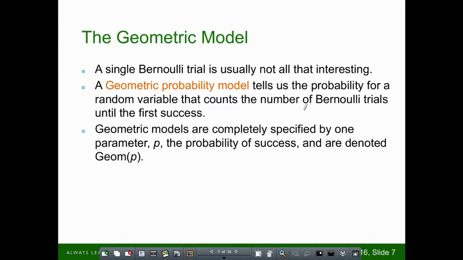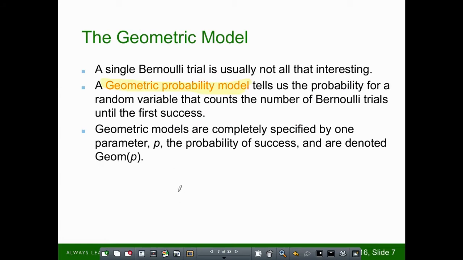All right. So this is what we call a geometric model. A single Bernoulli trial is usually not all that interesting, but when we're looking at it in the general picture of a bigger problem, it's where it becomes extremely useful because it allows us to use formulas to find these probabilities. A geometric probability model tells us the probability for a random variable that counts the number of Bernoulli trials until the first success. Great, cool, awesome. As you guys know, sometimes it's a little bit better to not use the book's definition. So, what is a geometric probability model?